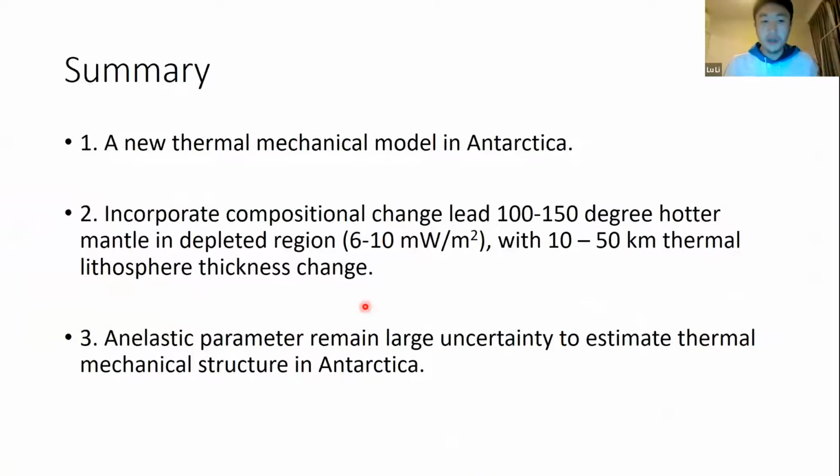In short summary, we generated a new thermomechanical model in Antarctica. Based on this, we estimate the mantle viscosity and the geothermal heat flow, and also incorporate the composition. This can lead to about 100 to 150 degrees hotter mantle in the highly depleted region, which gives roughly 6 to 10 milliwatts per meter squared higher heat flow. We can also expect about 10 to 50 kilometers change in the thermal lithosphere thickness.